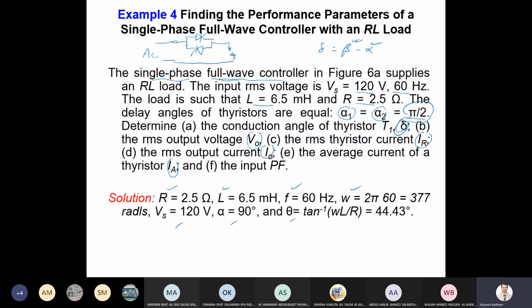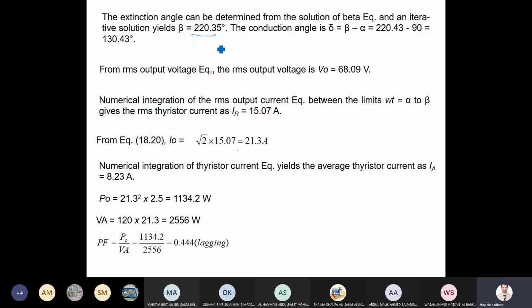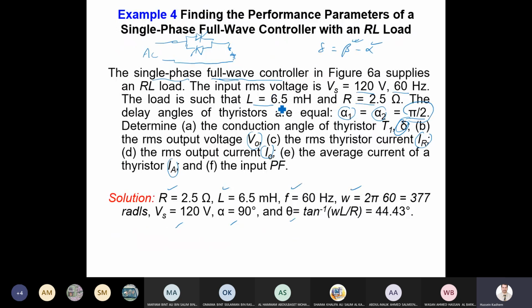Anyway, I got beta here, 200. So I just need to subtract, as you can see here. I got the conduction angle. Now the first part is done. Let me come to B.